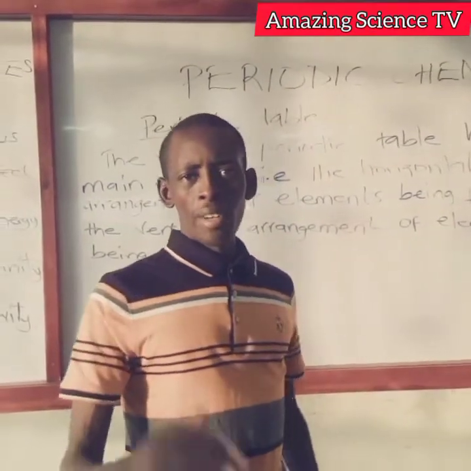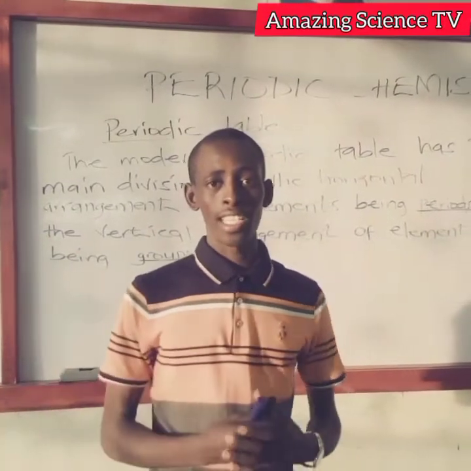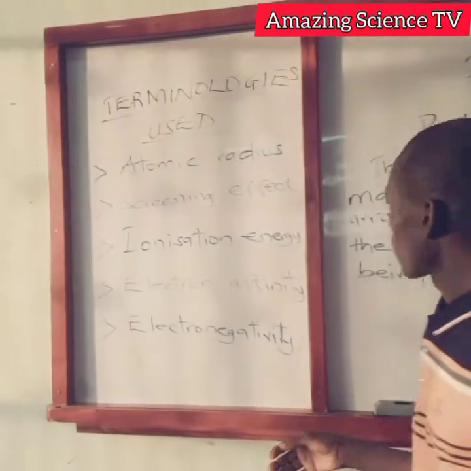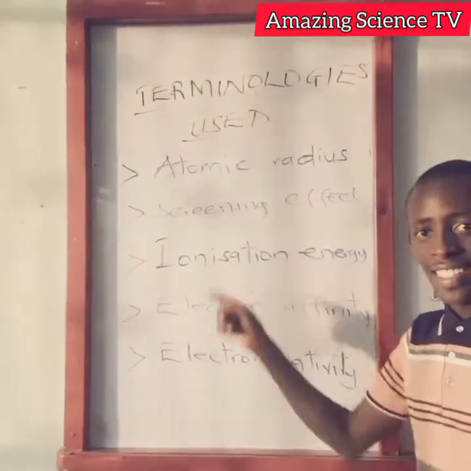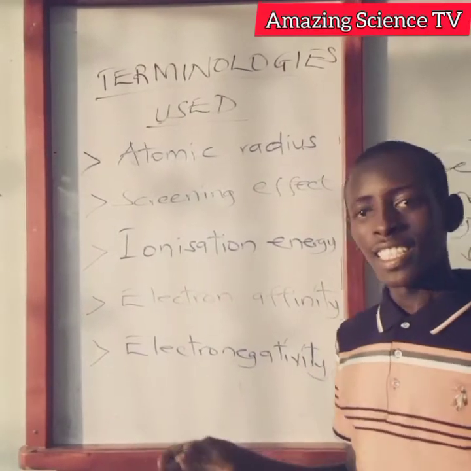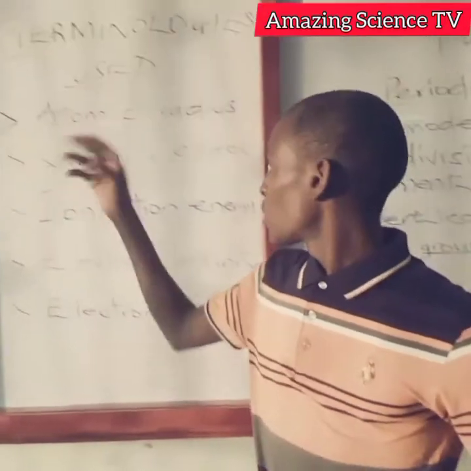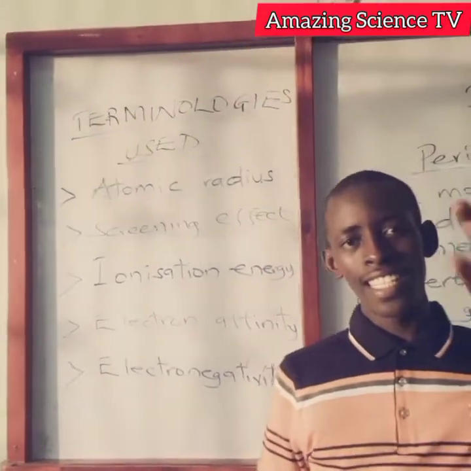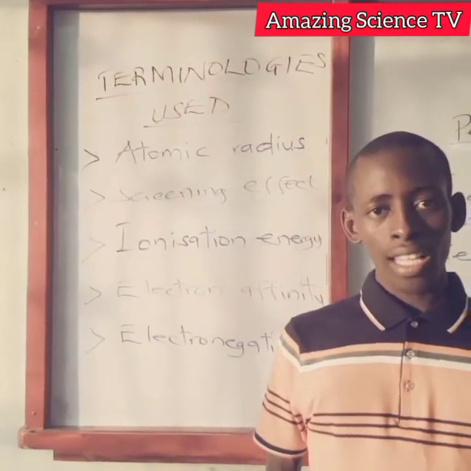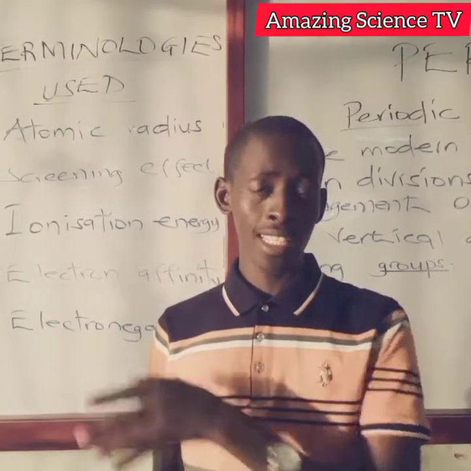We have very many terminologies that we shall be meeting along the way as we discuss periodic chemistry, and some of them will be atomic radius, screening effect, ionization energy, electron affinity, and electronegativity. Atomic radius is the distance of closest approach to the nuclei of the next atom.